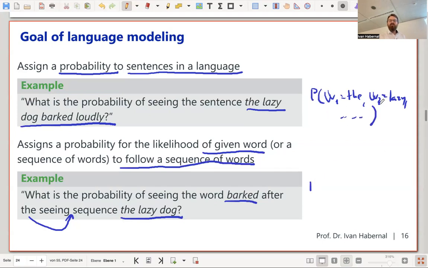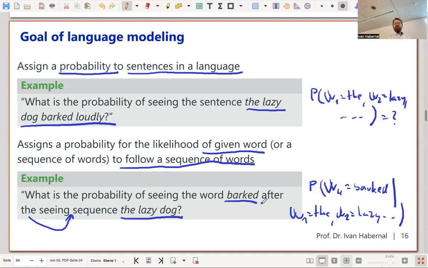And here we're asking, what is the probability of the word at position 4 equals barked? What comes next? Which symbol comes next? The pipe, yes, let's come to the pipe. Given that W1 was the, W2 was lazy, and so on. Well, because you know what the conditional probability is, you already know that you can compute the conditional probability from the joint. So basically, this is the same task, but you're just asking different questions.